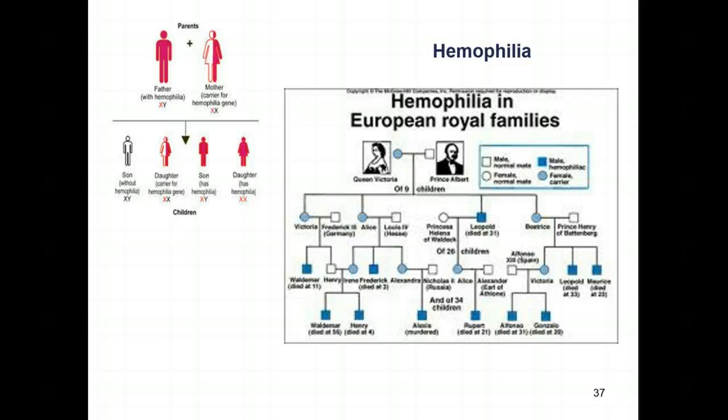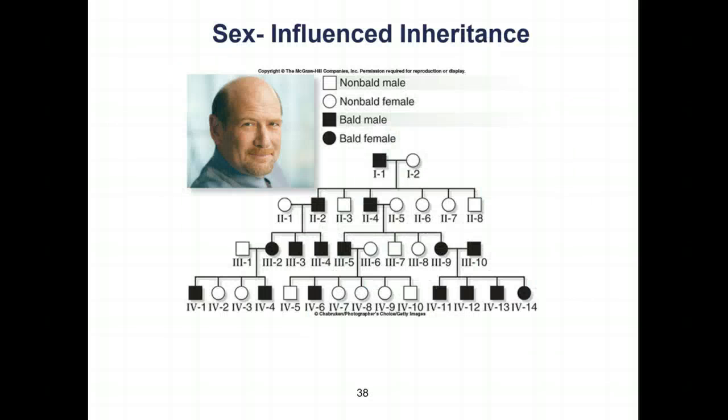So if you notice in this pedigree chart, the hemophilia disorder became more and more common with each generation, probably because they were marrying close relatives. The last thing we'll talk about for this narrated PowerPoint lecture is something called sex-influenced inheritance. This is different from X-linked inheritance.